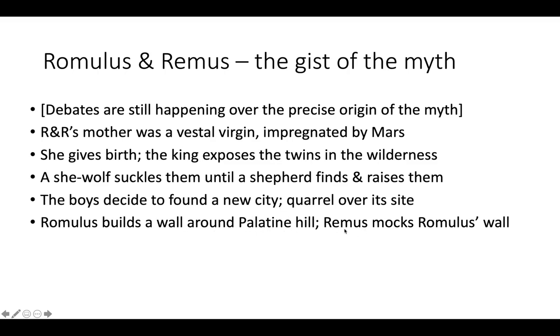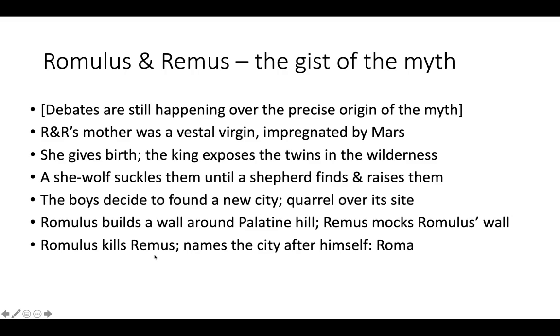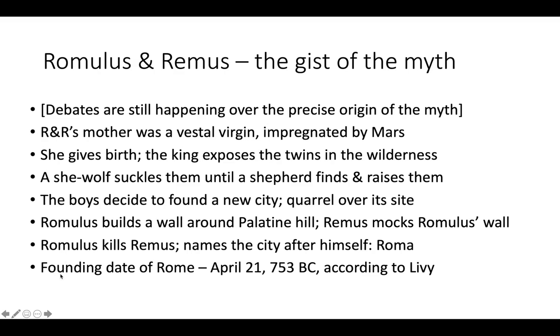His brother is kind of a jerk. He starts making fun of Romulus's wall. So Romulus kills Remus. Like, don't make fun of my wall, I'm going to kill you. And so after he kills his brother, he wins the rivalry and he names the city after himself, Roma, from Romulus. Okay, here's the founding date. The founding date of Rome, April 21st. Sorry, I got that wrong. April 21st, 753 BC, according to Livy.